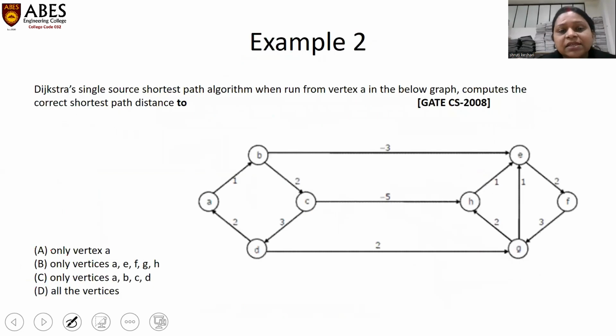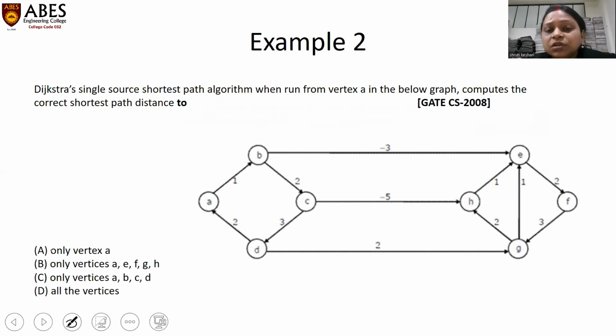Now, let's take another example. This question is given in CS 2008 GATE question. In this, Dijkstra single source shortest path algorithm, when run from vertex A in the below graph, computes the correct shortest path distance. First condition, or you can say first limitation of Dijkstra is that you can only apply Dijkstra when the weight is positive.